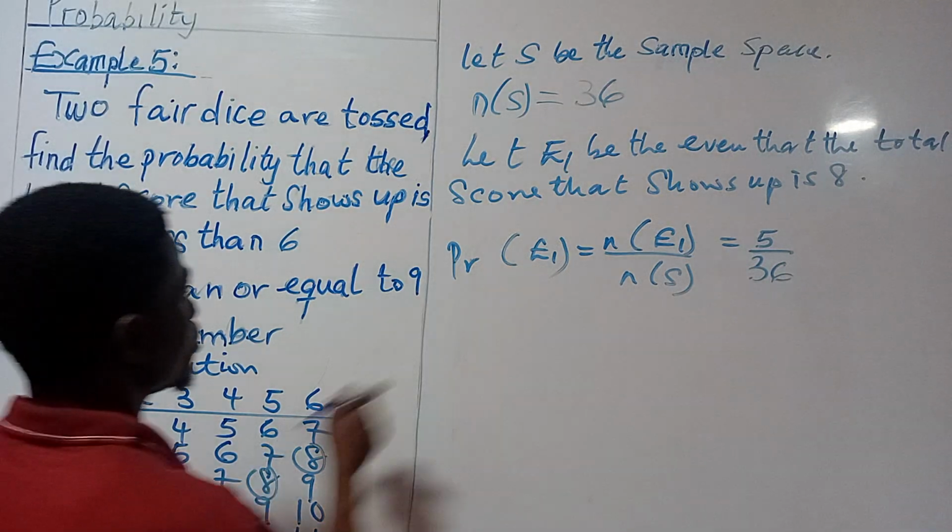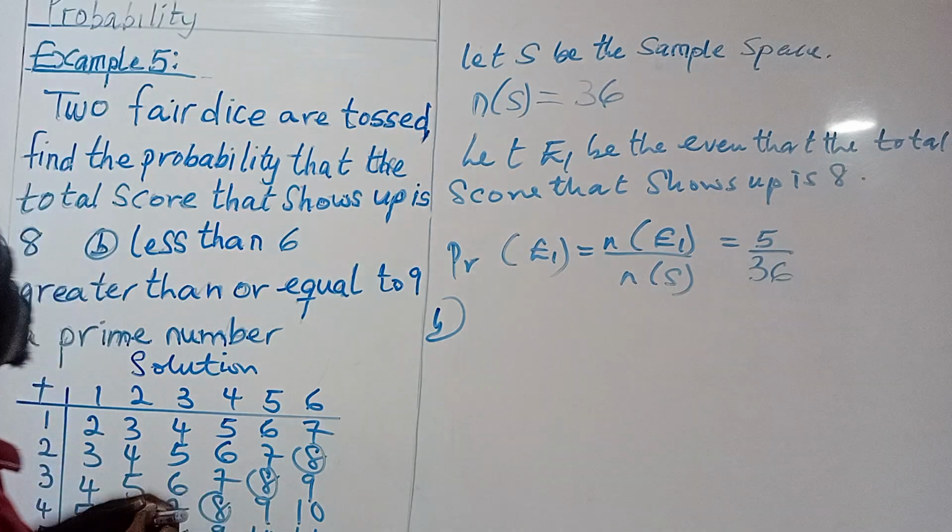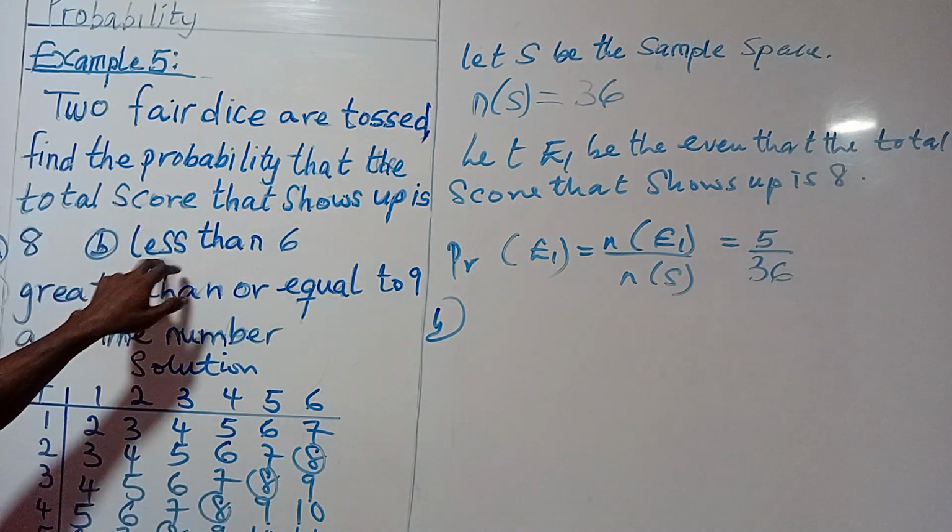Then B, the total score that shows up is less than 6.